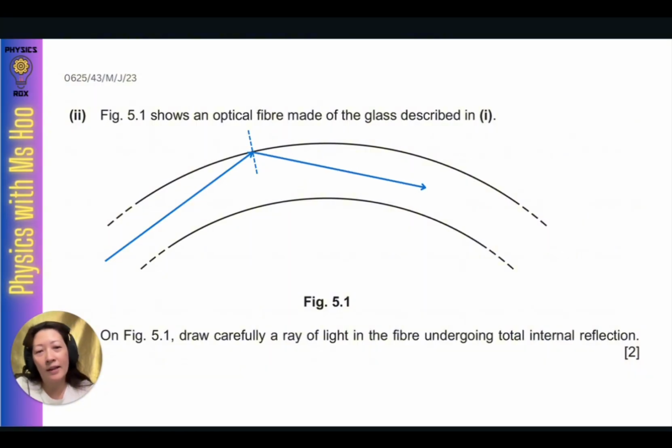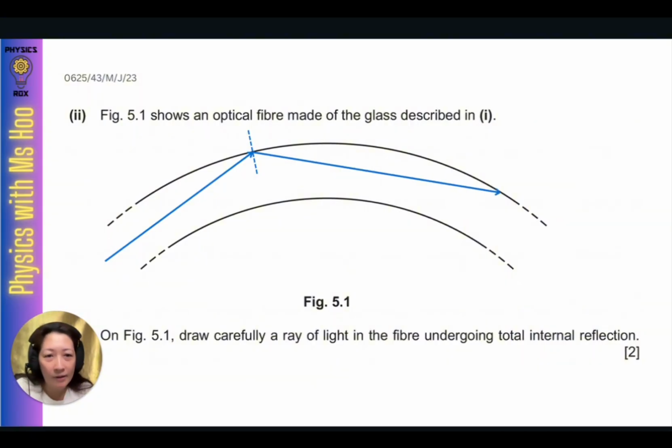Let's try to make the angle equal on both sides. Now we want to try to make the angle equal. Depending on what angle you drew your light ray at, your light ray might touch this boundary, it might touch that boundary, it might even go all the way out. It doesn't matter as long as you show clearly that your ray of light is undergoing total internal reflection.